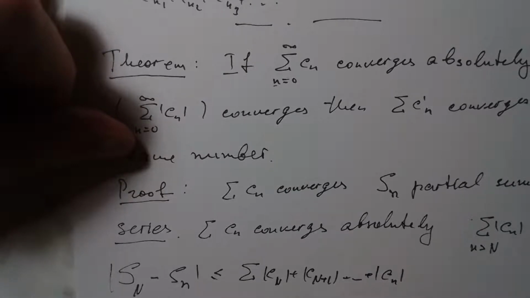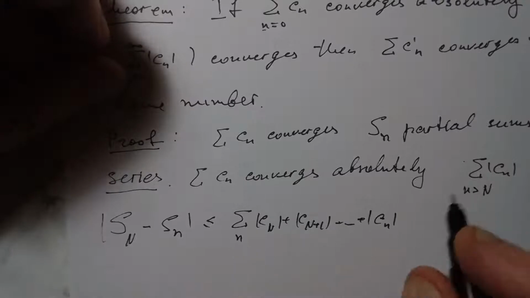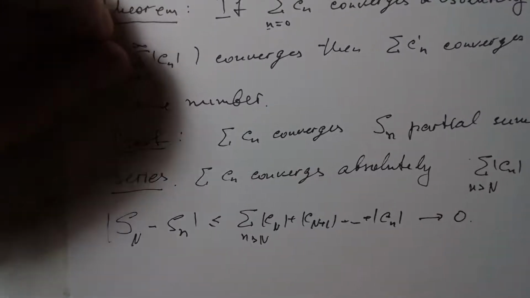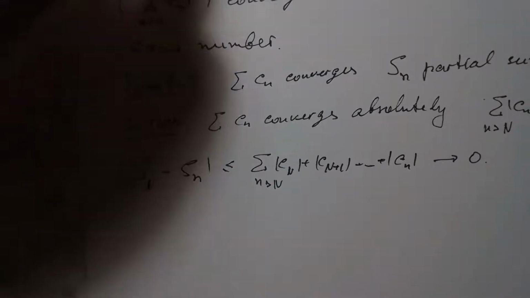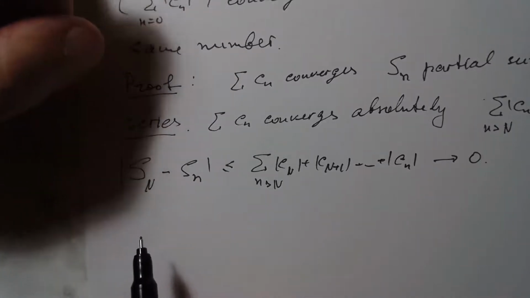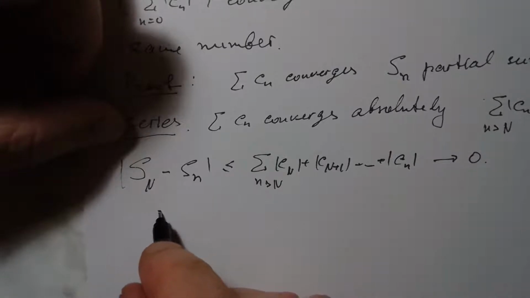Remember, the little n is less than capital N, and this thing tends to 0. Okay, so here is the only trick to this proof, and it's not too difficult, but I think it needs a little bit of thought. So if you need to, pause the video and think about it.